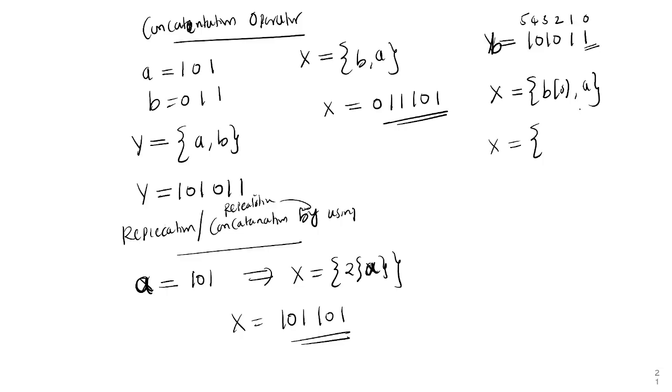Okay, b of 0 means I can access the index value also. So b of 0 is 1, and a is 101. After concatenation I will get the value 1101, like this. Okay, so this is the concatenation operator.